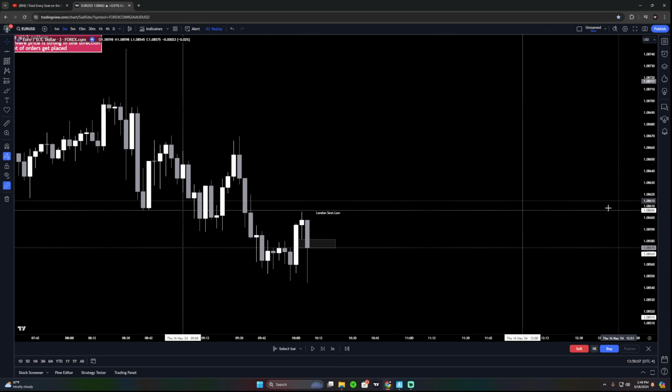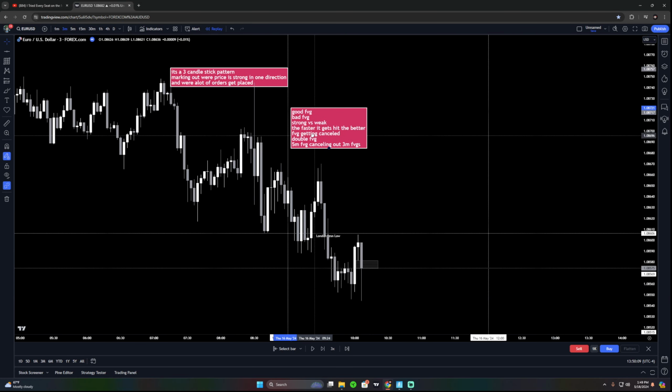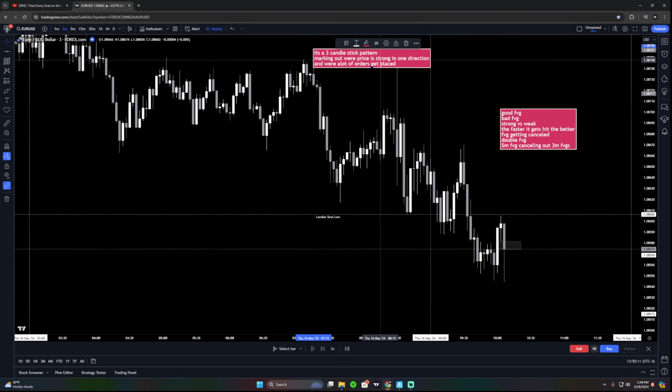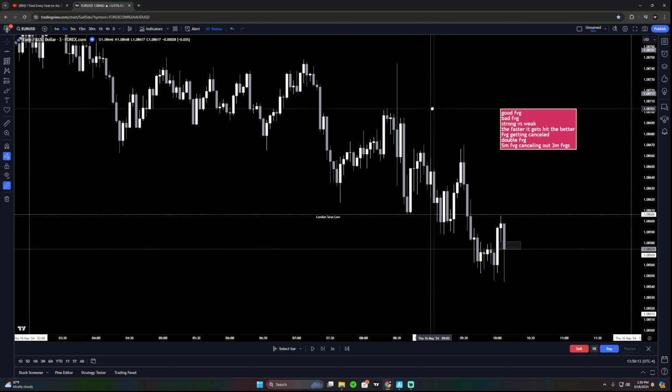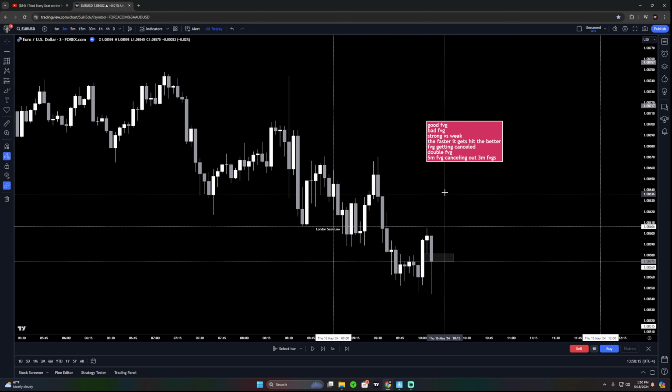Now, so you know how a fair value gap gets disrespected: the candle closes below it. Now, let's look at good fair value gap, bad fair value gap. Typically, the size of the fair value gap matters a little bit.